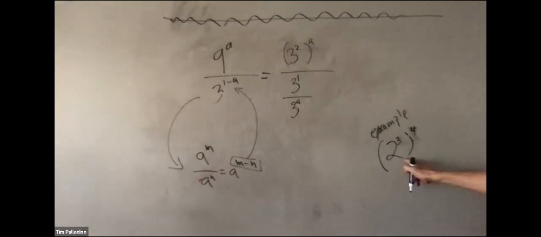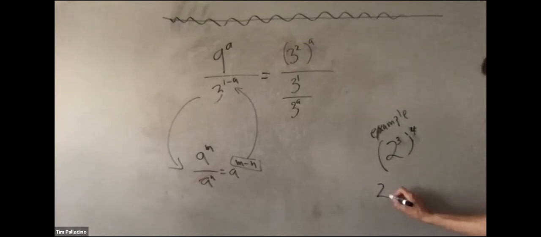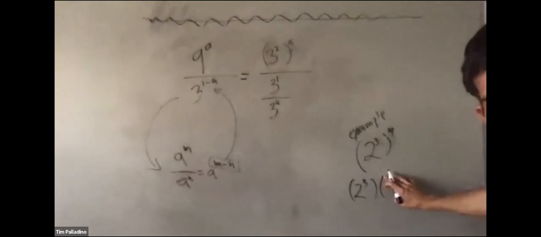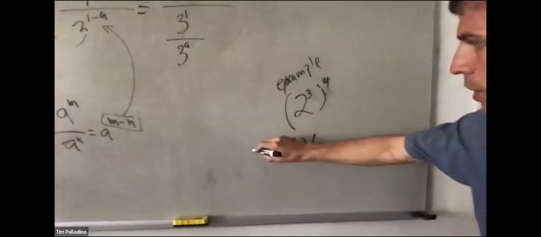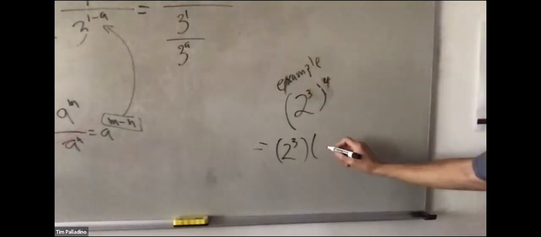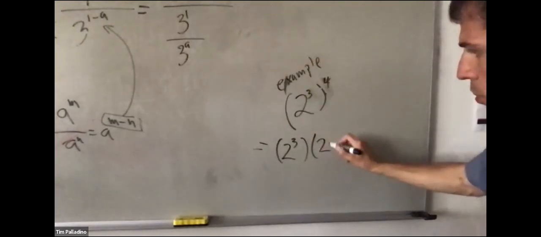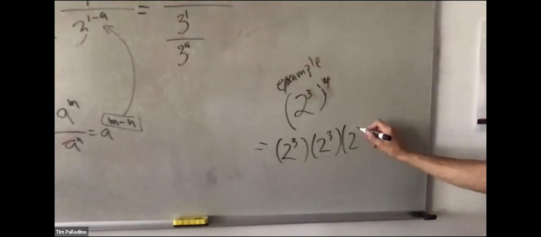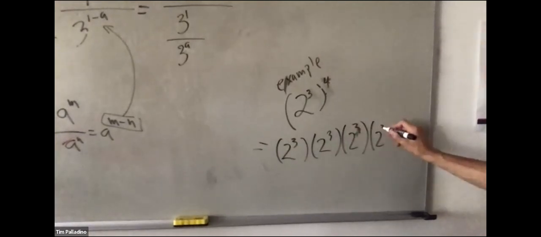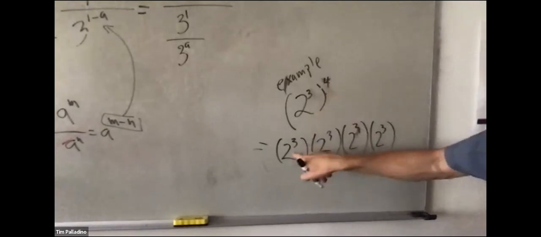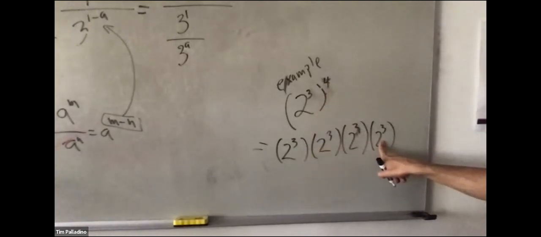So one way to think of this, this is like an example. This is 2 cubed. Can you guys see this? So this number here, I just want to help you understand this part up here, is 2 cubed, 2 cubed, 2 cubed times 2 cubed. So like 4, we're doing it 4 times like that.